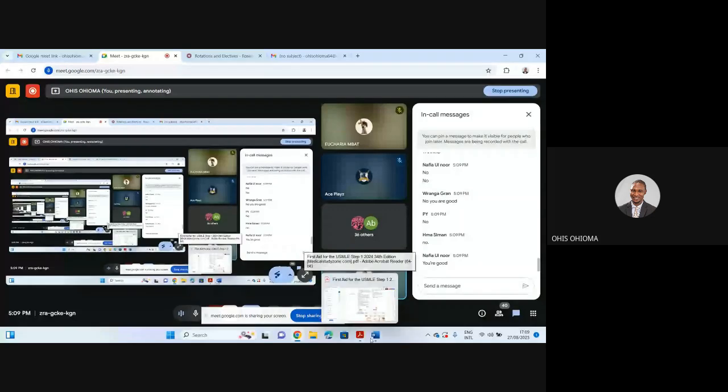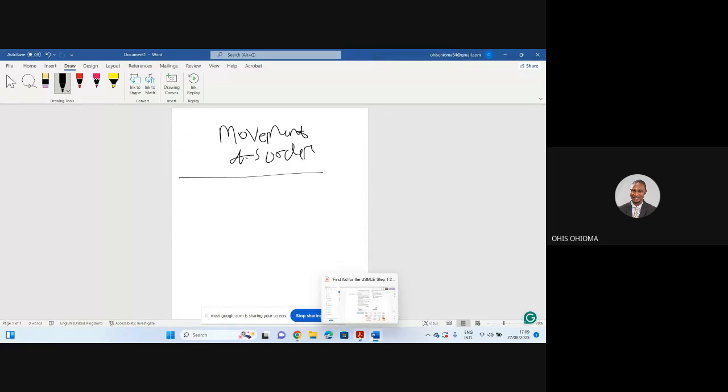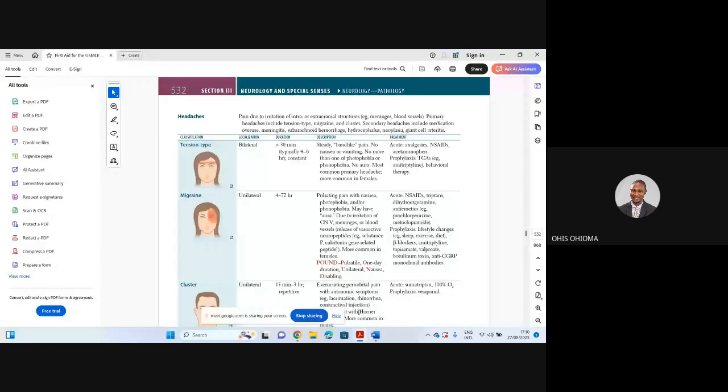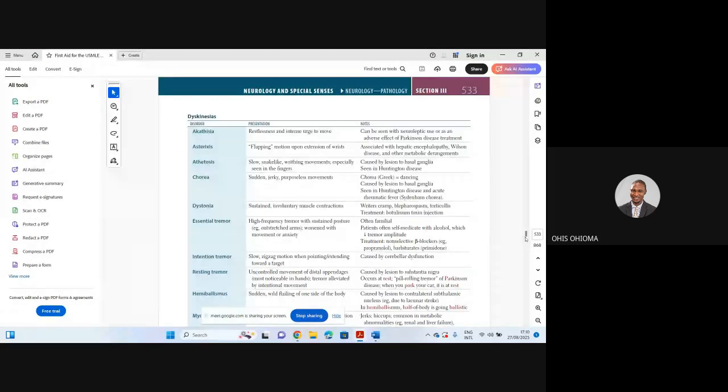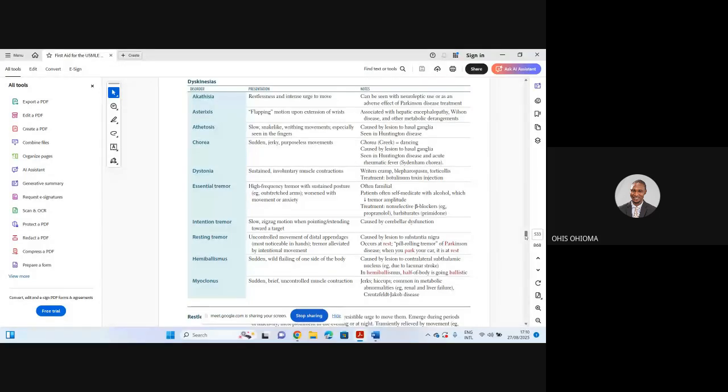Okay, so let's continue. The next thing we're going to talk about is movement disorders. There are certain movements that we need to know that are very high yield for the exam. First Aid gives you this very long list of movement disorders that you need to know. But I can tell you for a fact that you need to know just a few of them. You don't need to know all of them.